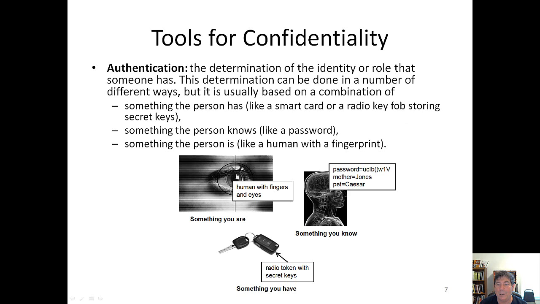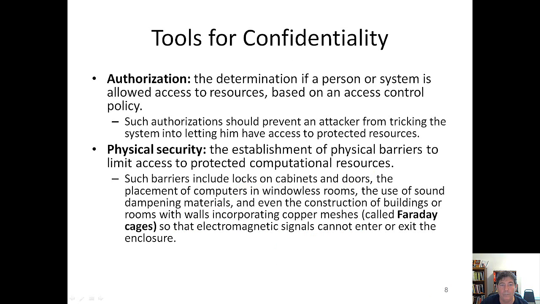This determination can be done in a number of different ways, but it is usually based on a combination of something the person has, like a smart card or a radio key fob storing secret keys, or something the person knows, like a password, or something the person is, like a human with a fingerprint or retina scan. Authorization is the determination if a person or system is allowed to access resources based on an access control policy. Such authorization should prevent an attacker from tricking the system into letting him have access to protected resources.